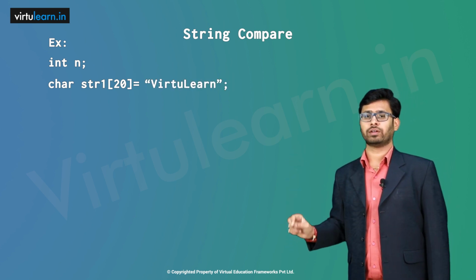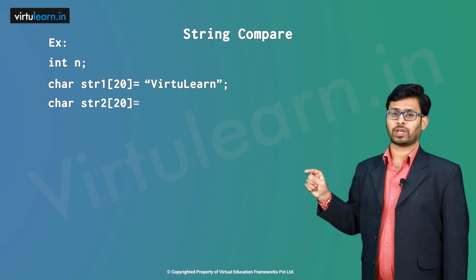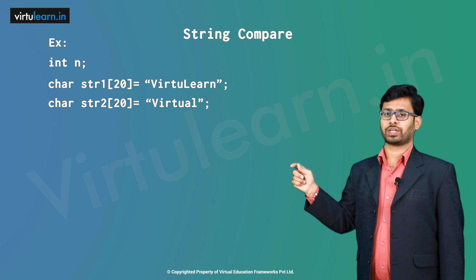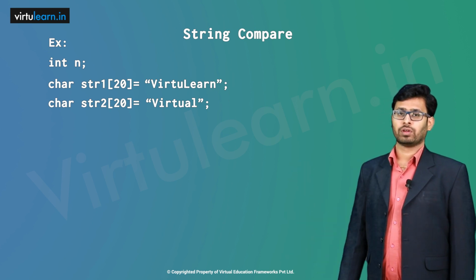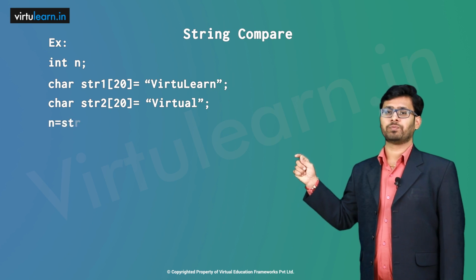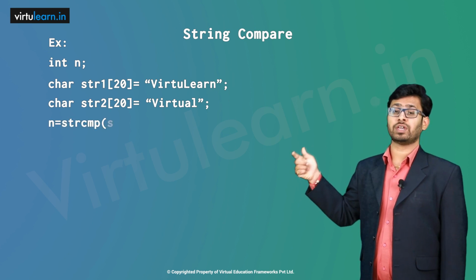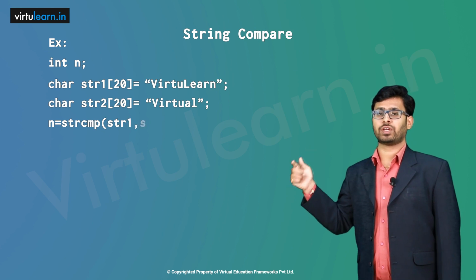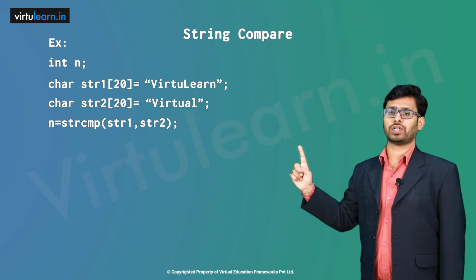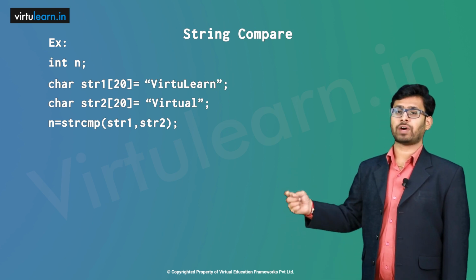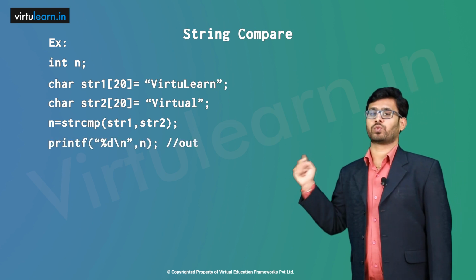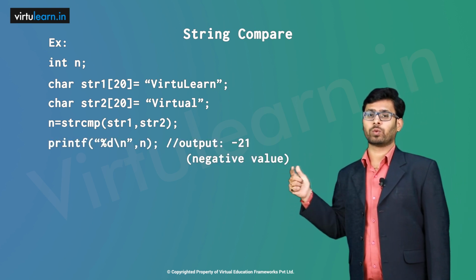Virtulearn, within the inverted commas I am writing it. Next, char string 2 of size 20, here I am reading virtual. The second string I am reading as virtual. Now you can see here n is equal to strcmp of string 1 comma string 2, str1 comma str2. So what would be the value of n here? It prints minus 21, which is a negative value.